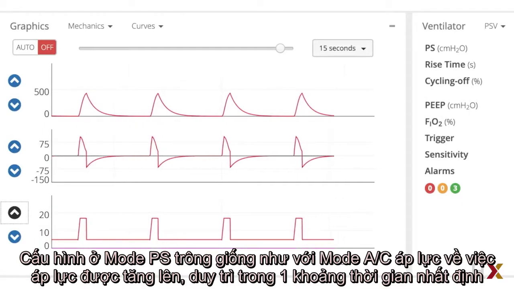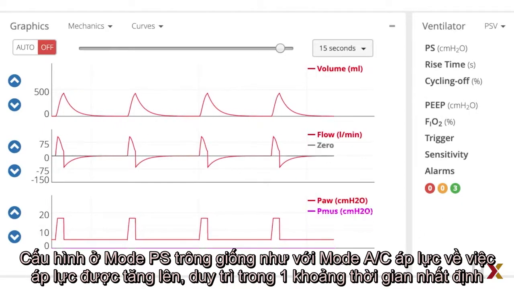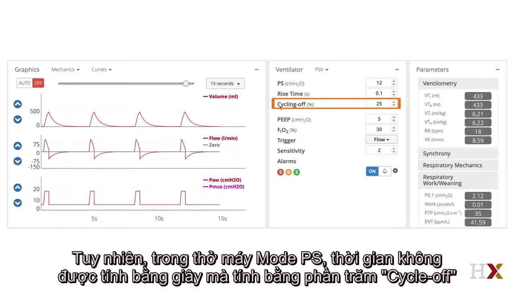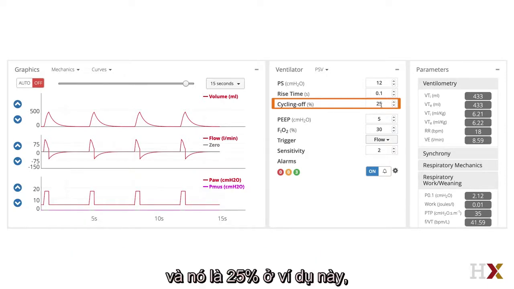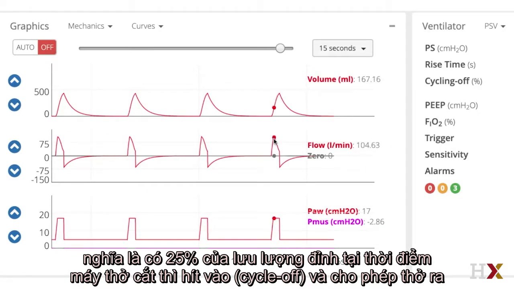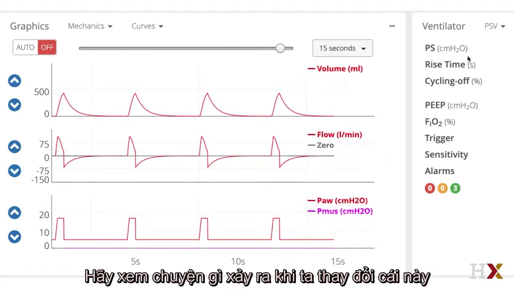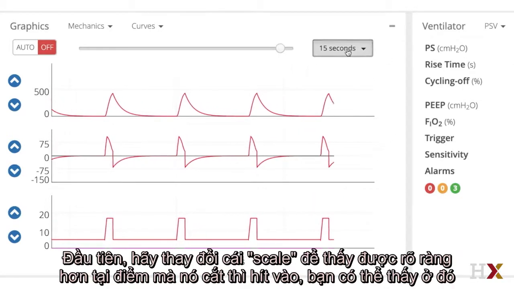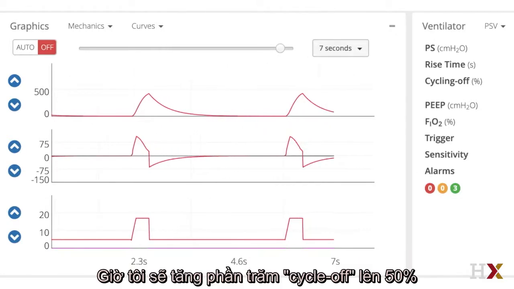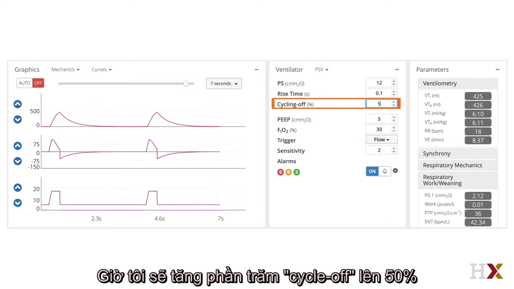The breath profile in pressure support looks identical to pressure control in terms of the pressure is increased and maintained for a certain amount of time. However, in pressure support ventilation, it is not a time based on seconds, it's based on cycle off %. And it's 25% in this example, which means it's 25% of this peak flow is at which point the ventilator will cycle off and allow exhalation. So let's see what happens when we change this. First, let's change the scale so that it's more clear where it's cycling off, which you can see there. Now I'm going to increase the cycle off % to 50%.